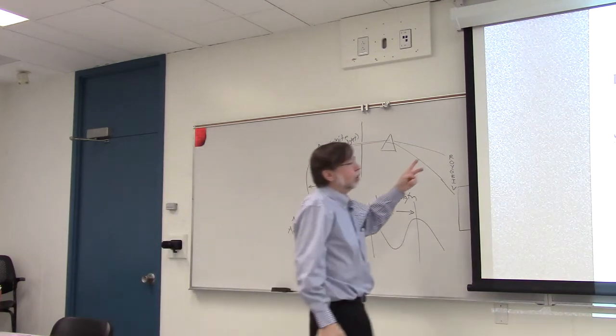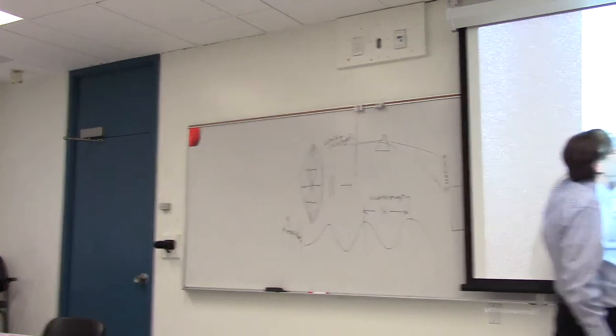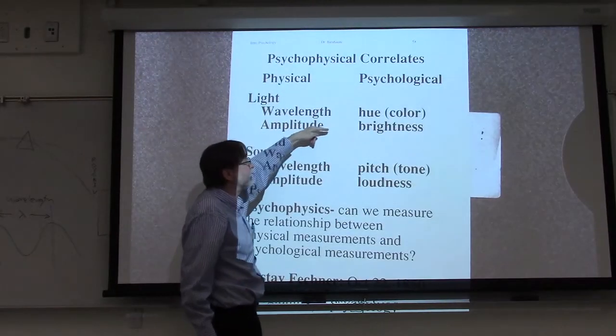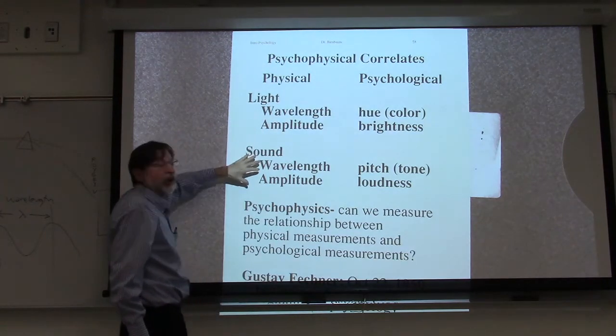So wavelength in light corresponds to hue, and amplitude in light corresponds to brightness. So many people have created Miller analogies.